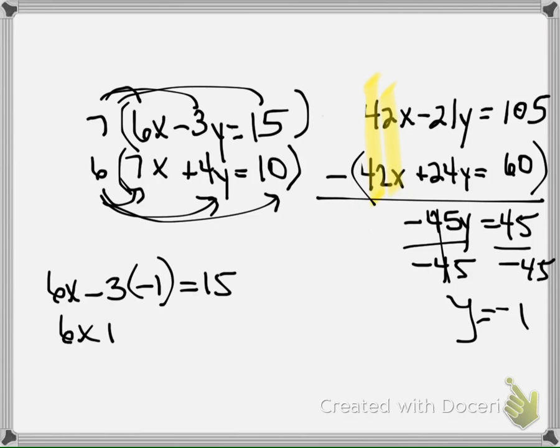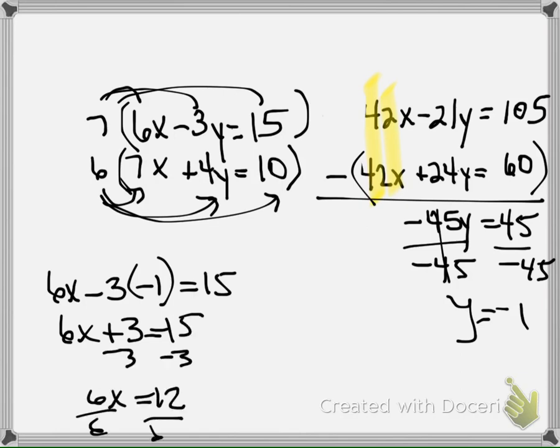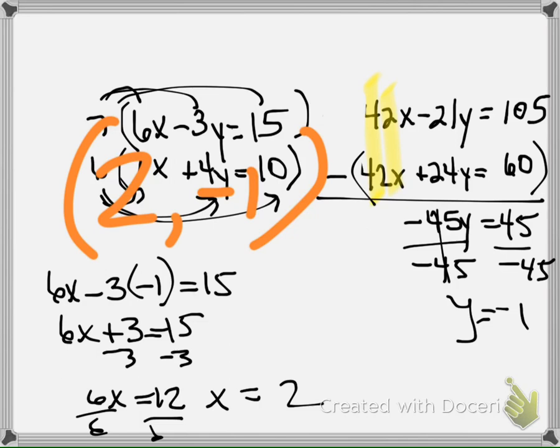So 6x plus 3 equals 15. Subtract 3. 6x equals 12. Divide by 6. X equals 2. Final answer: 2, negative 1. Okay, so we got the y. I see how we got that.